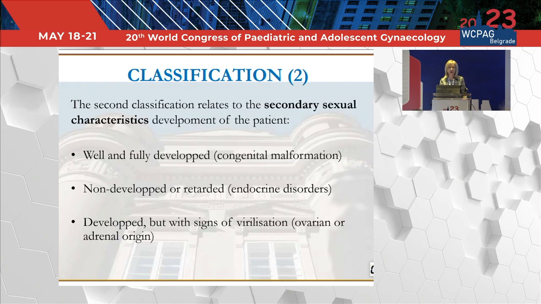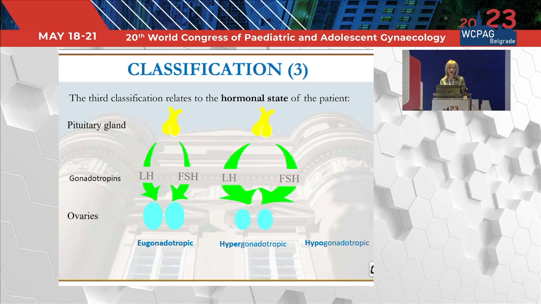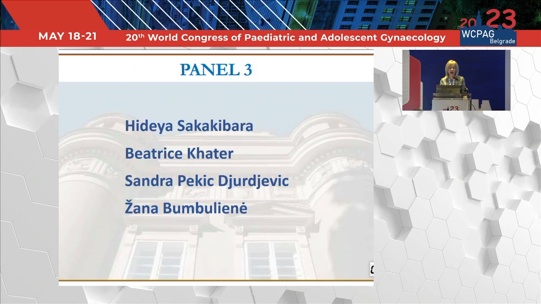The other classification relates to secondary sexual characteristics, it can be well and fully developed in congenital malformation, non-developed or retarded in endocrine disorders, and with signs of virilization of ovarian or adrenal origin. And the third classification relates to hormonal state of the patient. It can be amenorrhea eugonadotropic, then we have normal level of LH-FSH. It can be hypergonadotropic, then the level of gonadotropins are high, and hypogonadotropic, then the level of gonadotropins are low.